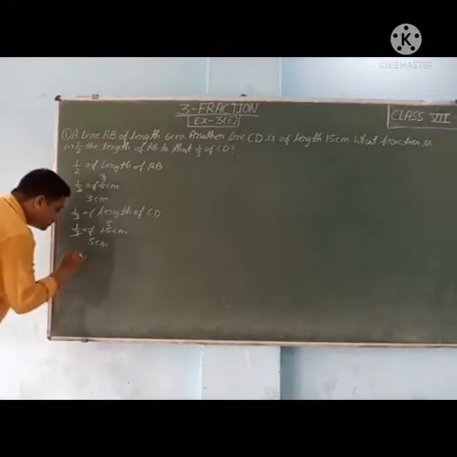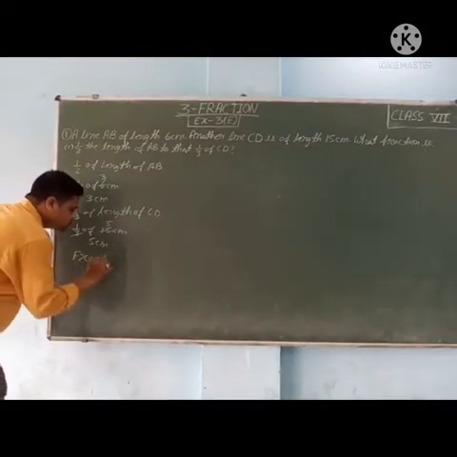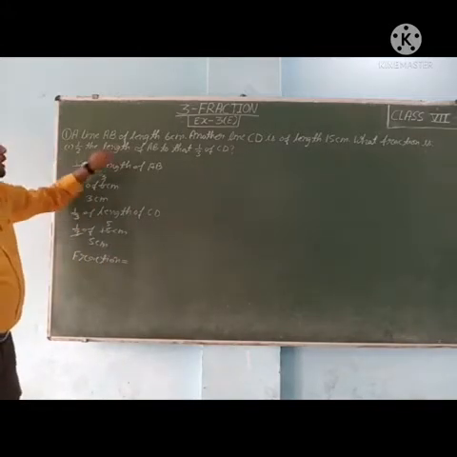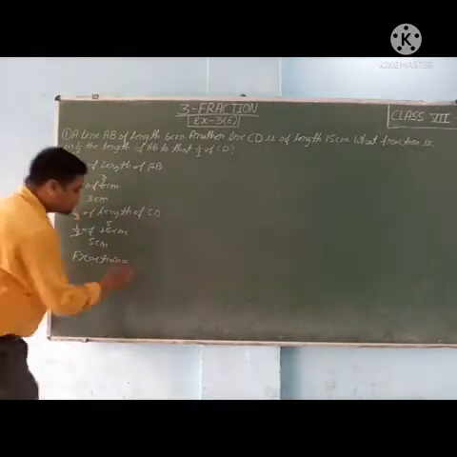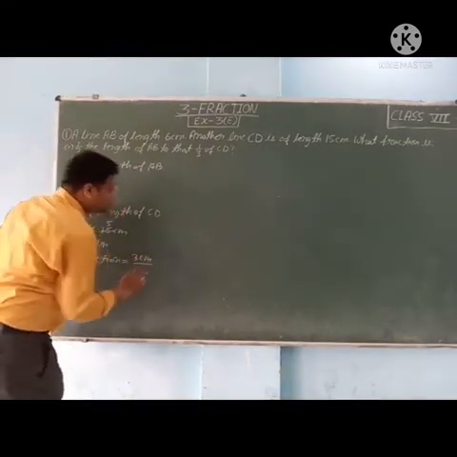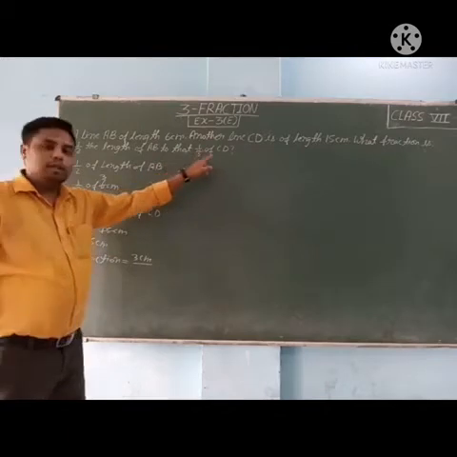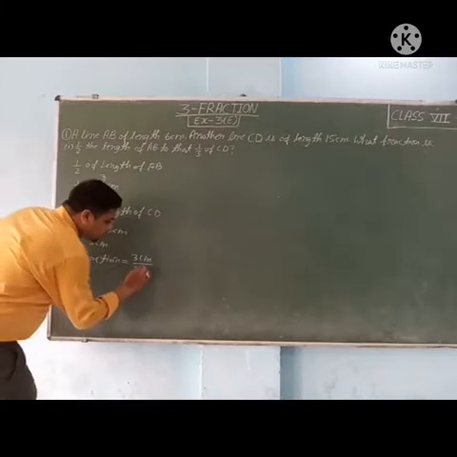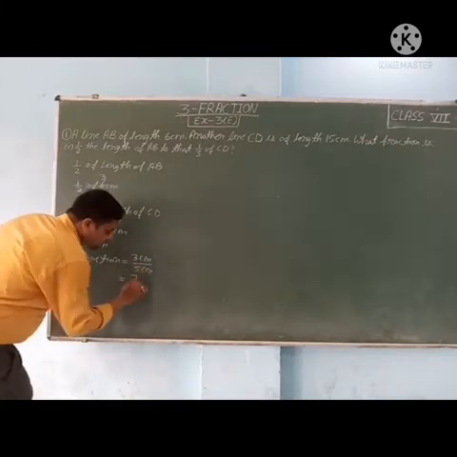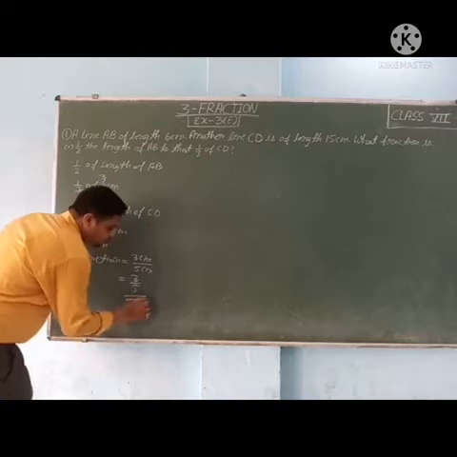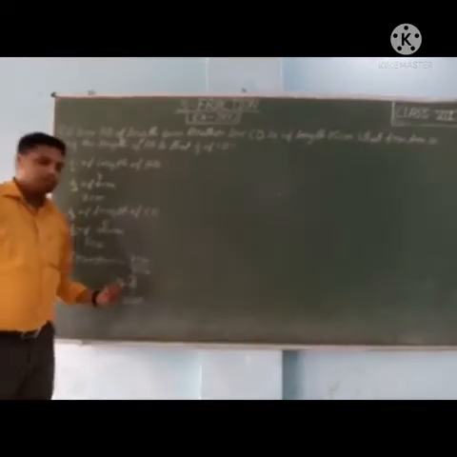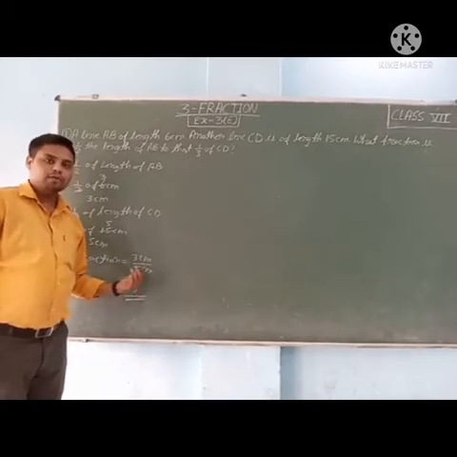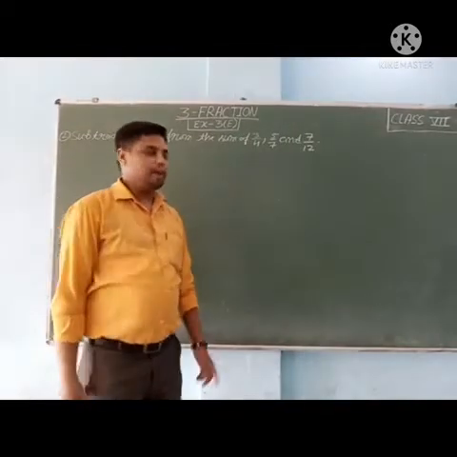Then fraction is equal to, what fraction we have to find? See, 1/2 the length of AB, that length is coming 3 centimeter, upon 1/3 of CD, it is coming 5 centimeter. So this fraction is coming 3/5, and 3/5, both numbers are not divisible by any same number. So fraction is 3/5.